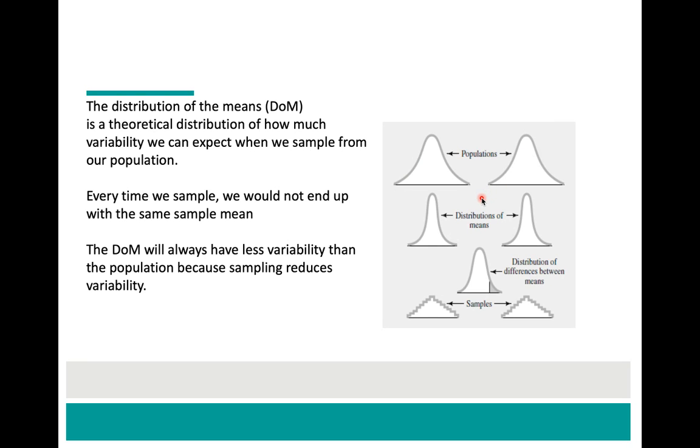Because samples always underestimate variability, when we sample groups of people, they will look like this. They'll have a tighter distribution because the average sample will be close to the average of the population, and it's very unlikely to get a sample out here in the tails. So sampling always reduces variability.